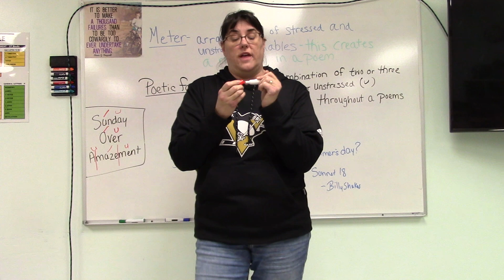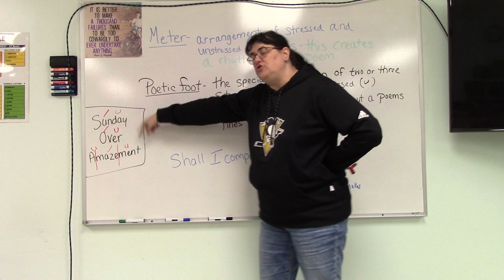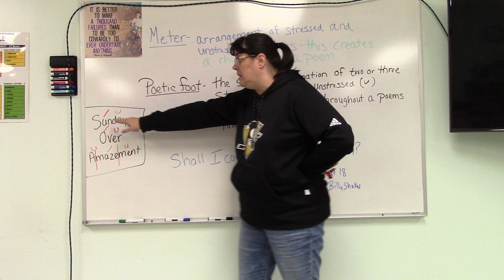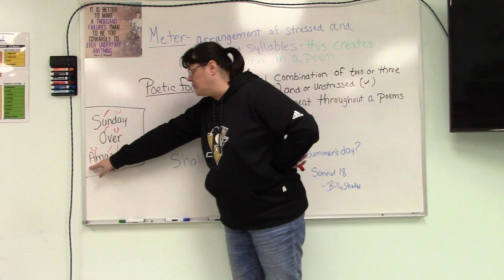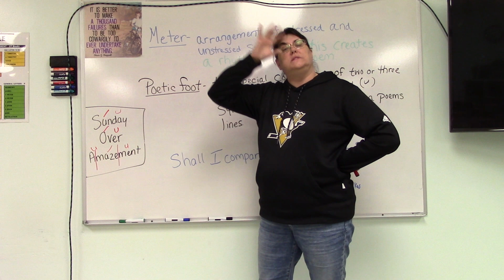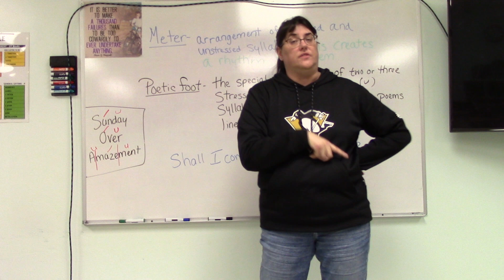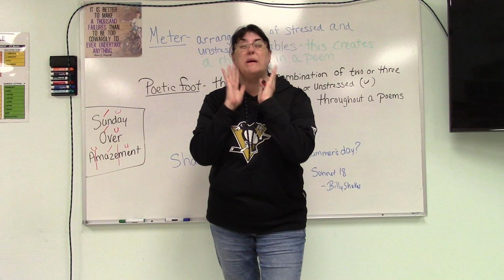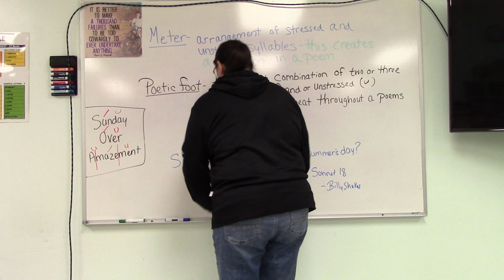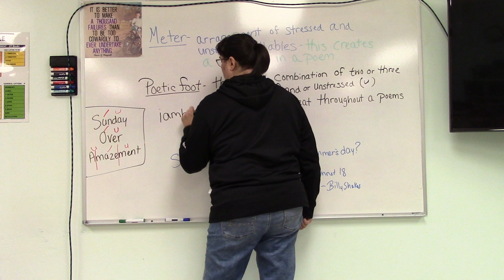Now, there are six types of arrangements of the syllables. Notice that these two start the same: stressed with unstressed. This one goes with unstressed, then stressed. And there's a whole bunch of ways that poems and authors put together combinations of stressed and unstressed. Right now, on page 311, there's six. They talk about six of them. Today, I just want to deal with one. And that's the I am, or the iambic foot. Okay? Iambic. Look on page 311.